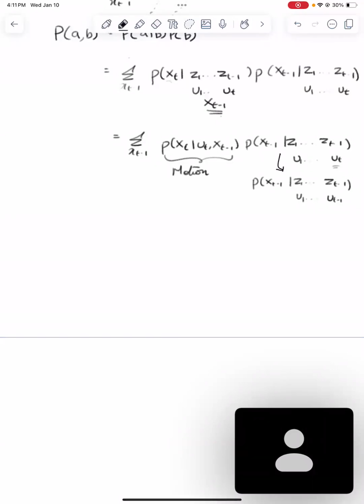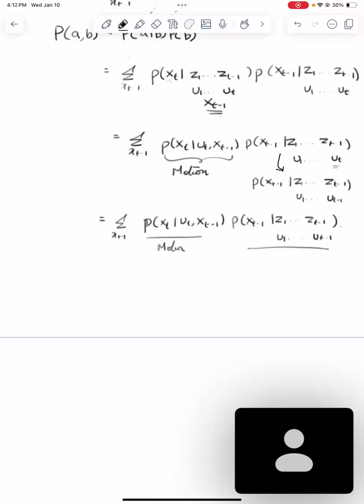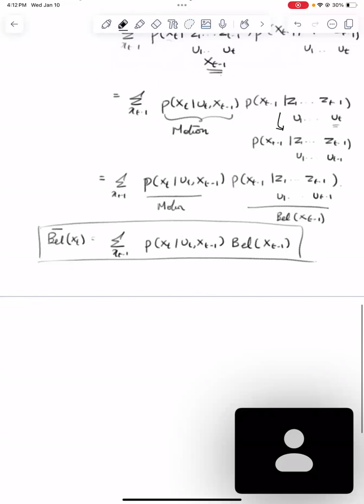And now we can rewrite this whole thing as the sum over xt minus 1 of P of xt given ut and xt minus 1, which is our motion model, times P of xt minus 1 given z1 to zt minus 1 and u1 to ut minus 1. And the whole point here is that this is the motion model, and this is just the belief at the previous time step. So now you can write this as the sum over xt minus 1 of the motion model times the belief at the previous time step. So this is going to be your belief bar at xt. Belief bar at xt is the motion model times the belief at the previous time step, summed up over xt minus 1.